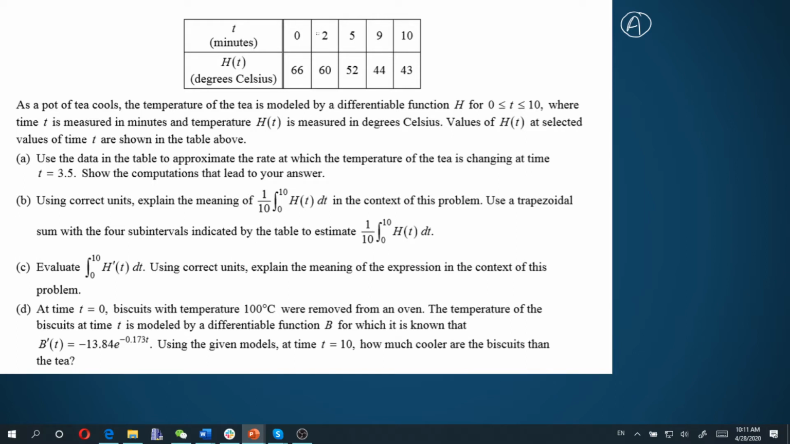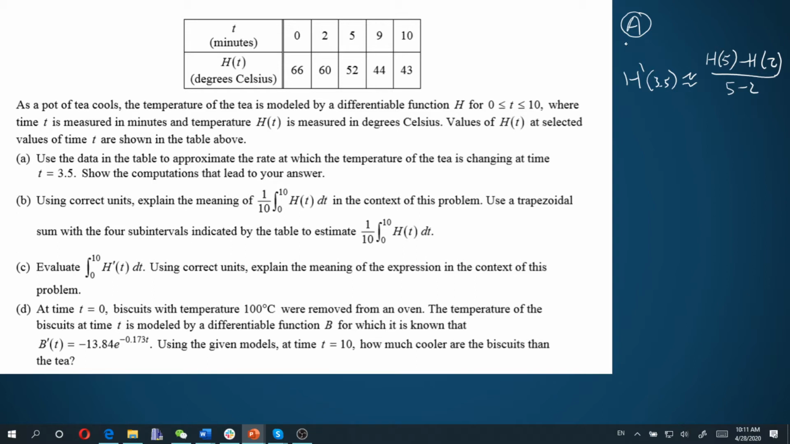So if I want the slope at 3.5, what 2 points am I going to use? t equal to 2 and 5. 2 and 5, perfect. Okay, so my average slope formula is going to be my derivative at 3.5 is roughly equal to my average slope between 5 and 2: h at 5 minus h of 2 over 5 minus 2.